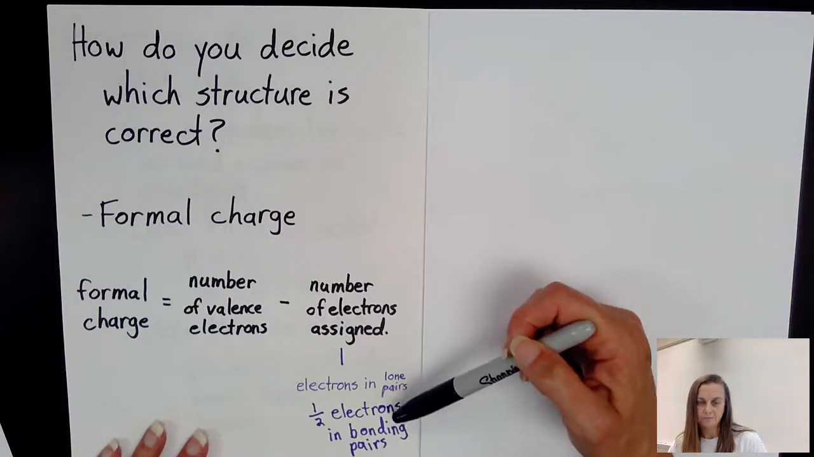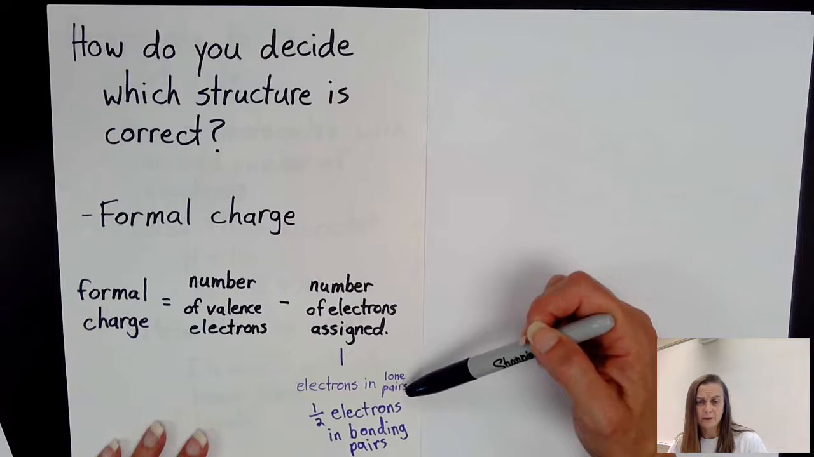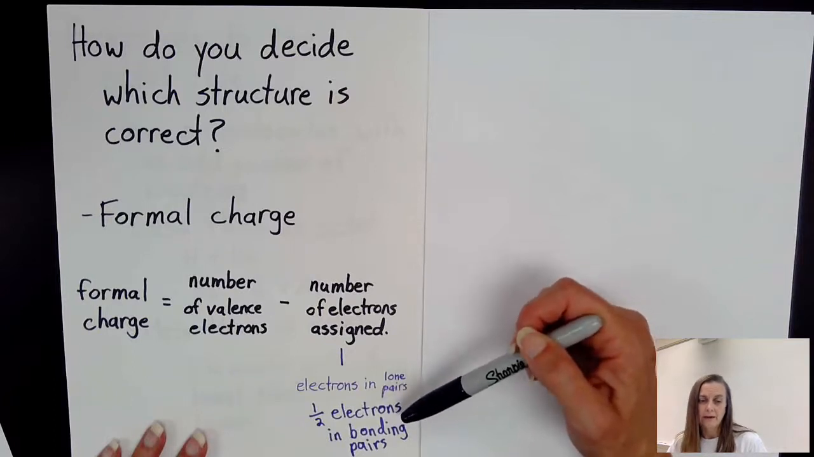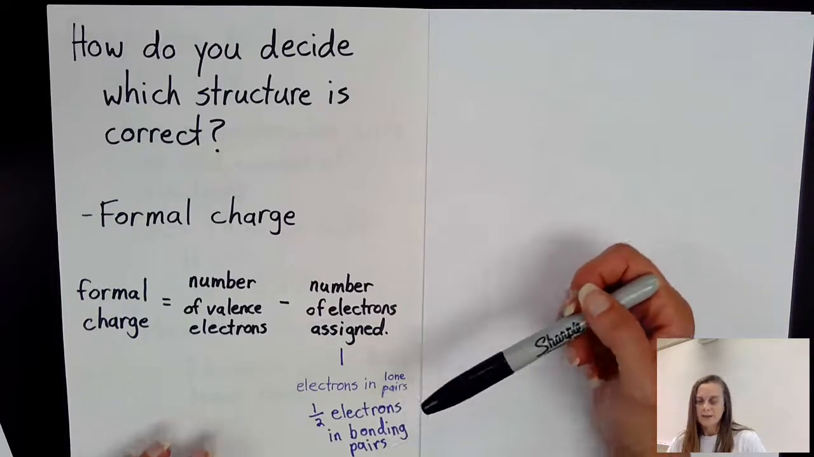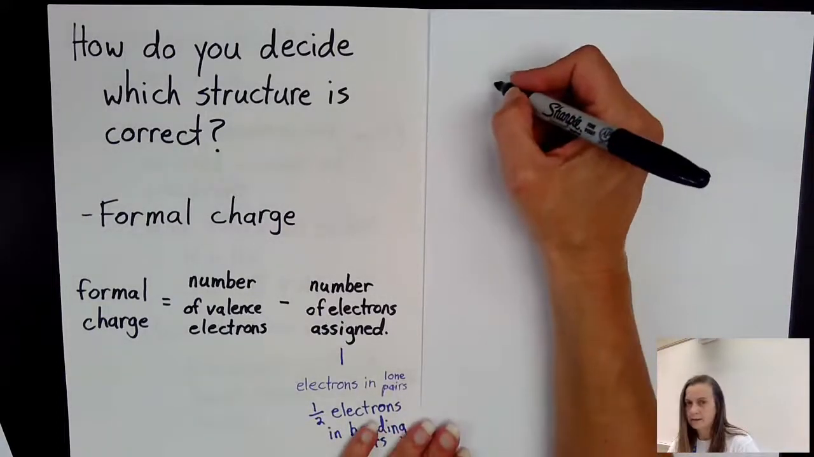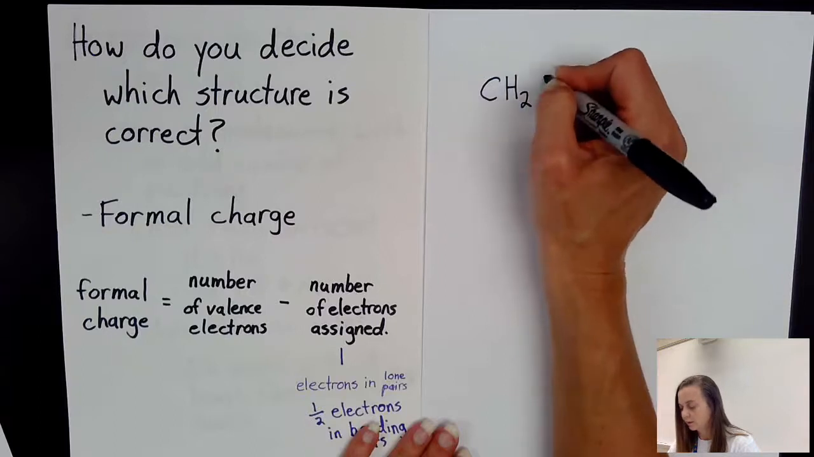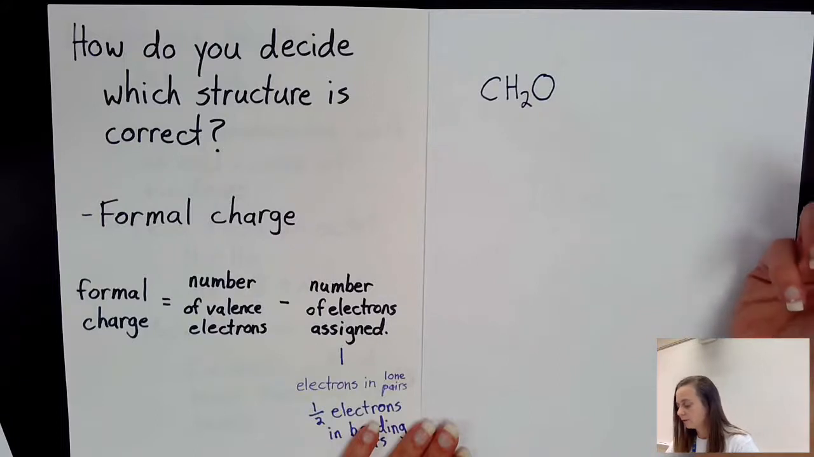So let's take an example. So we're going to work with CH2O. We have 4 valence electrons in carbon, and we have 2 hydrogens, which each have 1 valence electron, and then we have 1 oxygen with 6 valence electrons. And so that gives us a total of 12 valence electrons.